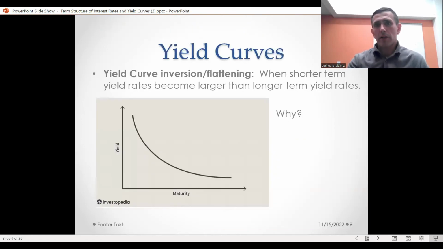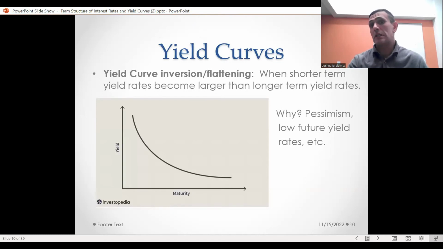But why might this happen? There's a lot of reasons. I don't want to get too much into it, but two simple practical reasons: one, pessimism. If you're really pessimistic about the future, then you might be very happy to lock in a 30-year investment with an otherwise crappy interest rate. You might be very happy with an absolutely minuscule yield rate for 30 whole years because you found something that's at least going to guarantee you're going to make money for 30 years.